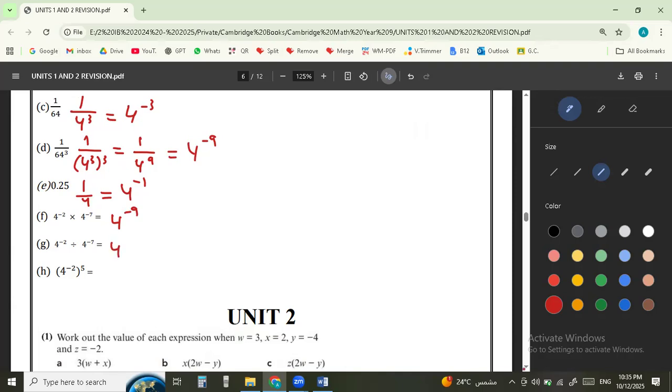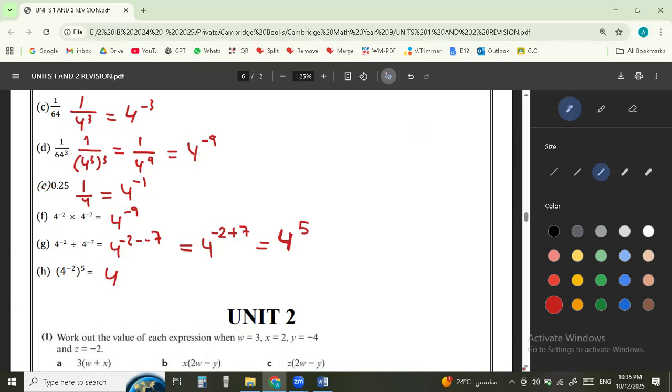Mr. Ahmed told us in division, we subtract the powers. So it's 4 to the power of -2 minus -7, which equals 4 to the power of -2 plus 7, which equals 4 to the power of 5. That's it. Okay. Don't rush, please. Just make sure you do everything properly. It is -2 minus -7, which is -2 plus 7, which is 4 to the power of 5.